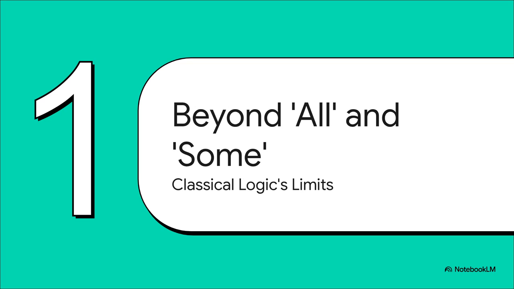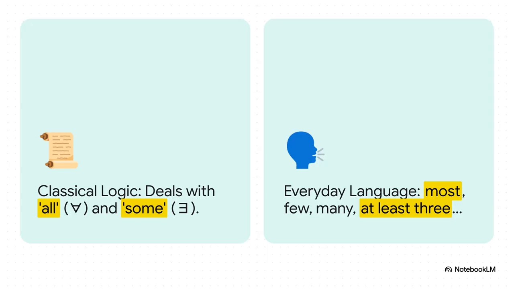You see, to really appreciate the breakthrough here, we first have to understand the problem they were up against. The world of classical logic was, well, a little bit limited. And this slide really lays it bare. For centuries, formal logic pretty much had only two main ways to talk about quantity: all and some. That's it. But then look at our everyday language. We've got most, few, many, at least three, exactly five. The list goes on and on.